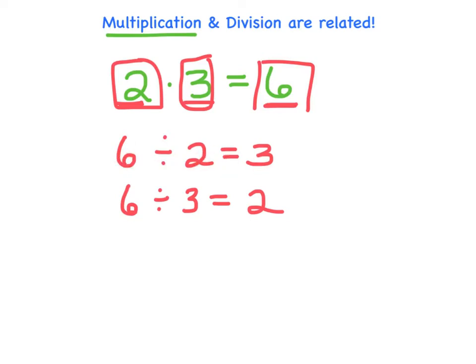So we're going to take a look and see how this works for negative numbers and if we can figure out some rules.